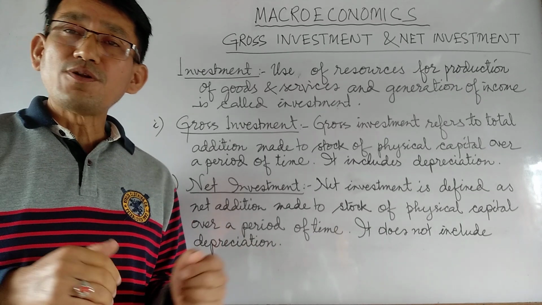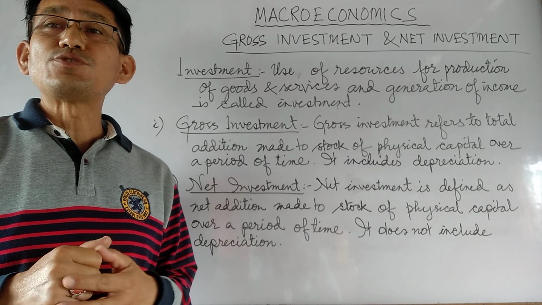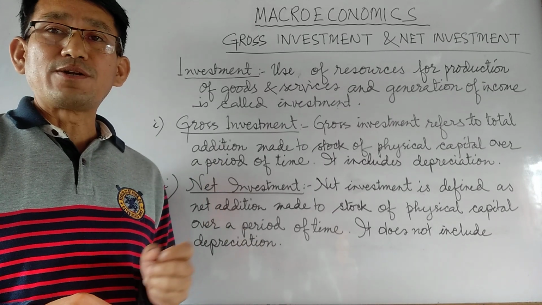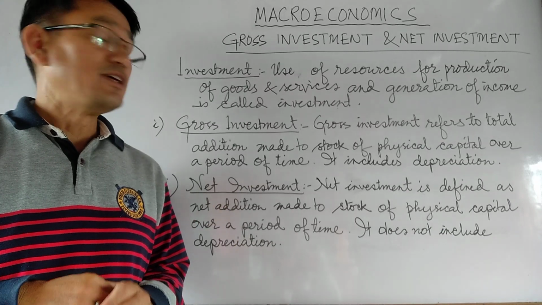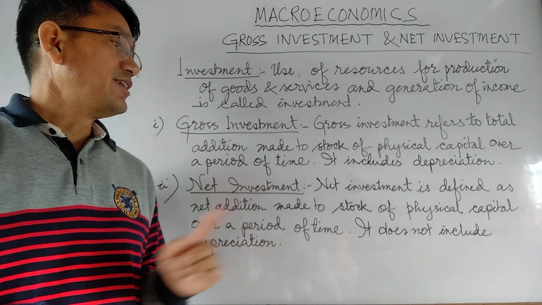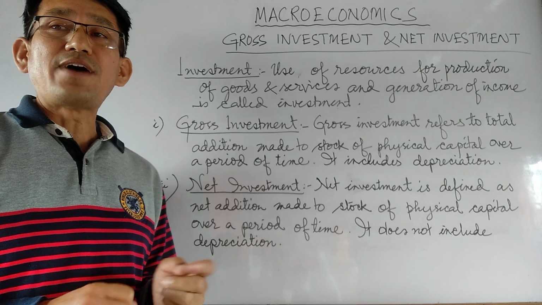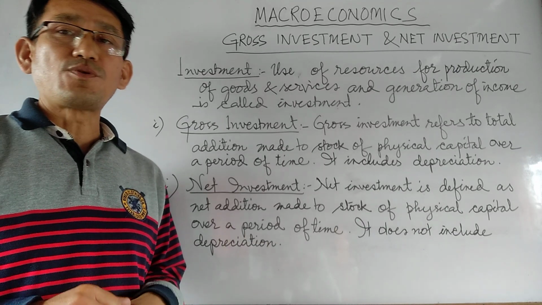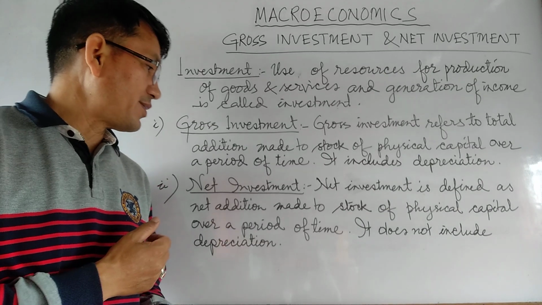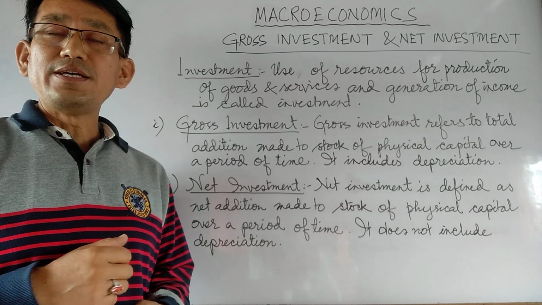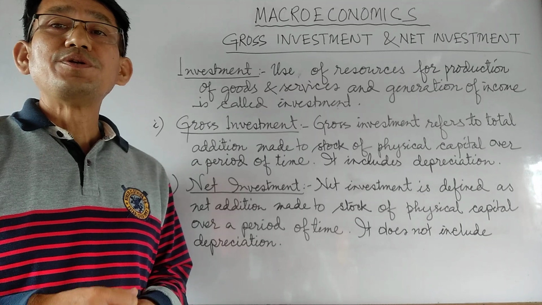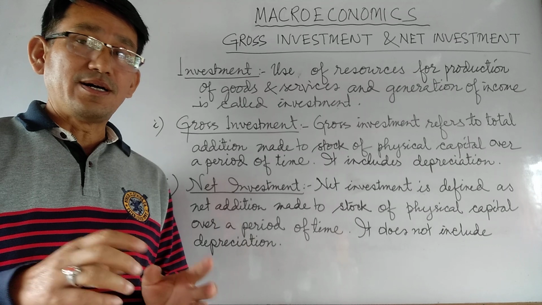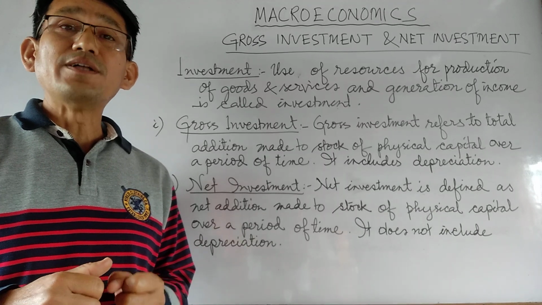So we have already known what is gross investment. It refers to the total addition made to the stock of physical capital over a period of time. It includes depreciation. Then let us see the net investment. Net investment is defined as the net addition made to the stock of physical capital over a period of time. It does not include depreciation. So next we'll see a brief on depreciation.